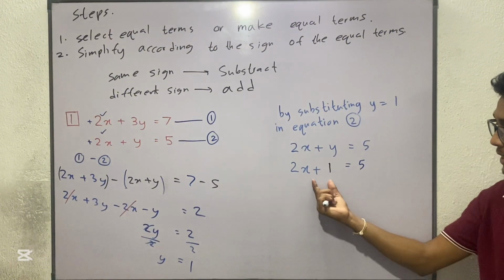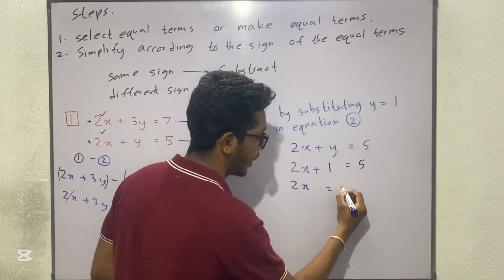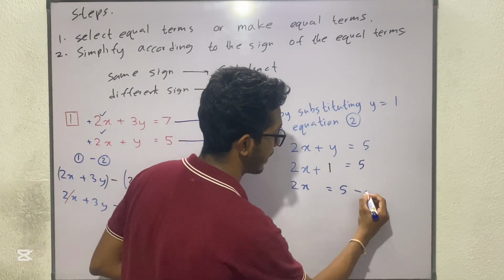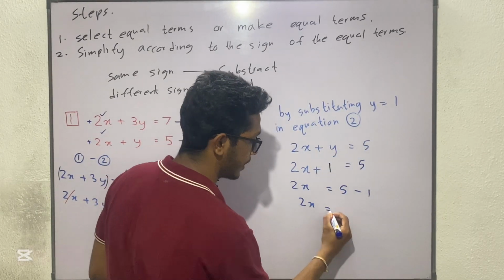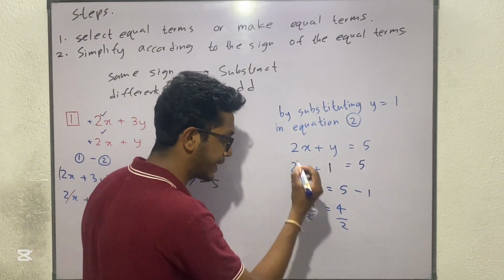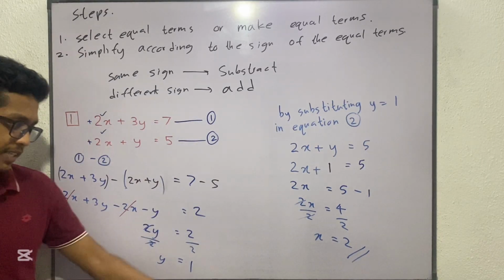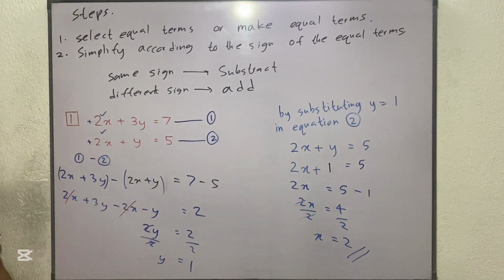Now I am going to take this plus 1 to the other side. So plus 1 becomes minus 1. 2x equals 5 minus 1. 2x equals 4. By dividing both sides by 2, this 2 and 2 get cancelled. x equals 2. So I got the x value and also I got the y value.